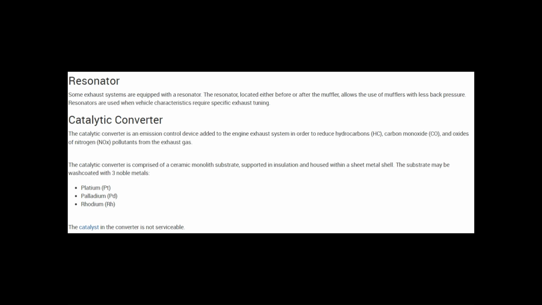In this vehicle, it is equipped and is located before the muffler, and is only used to reduce the sound of the engine by canceling out a specific sound frequency. Mainly, we're going to be talking about the catalytic converter, which is an emission control device that reduces exhaust gases.